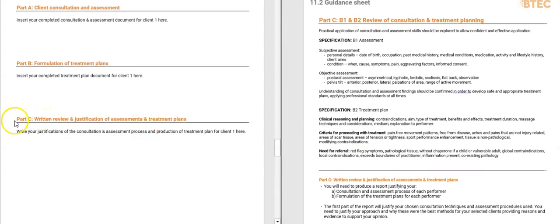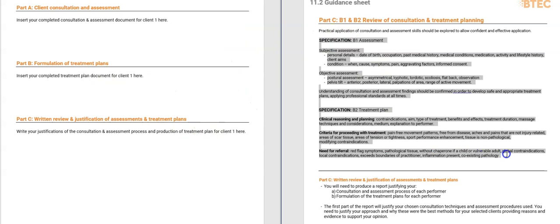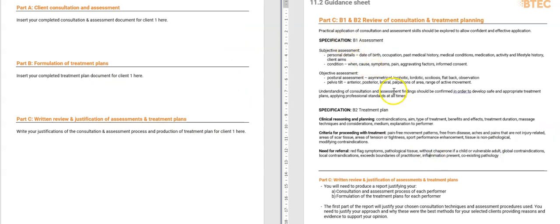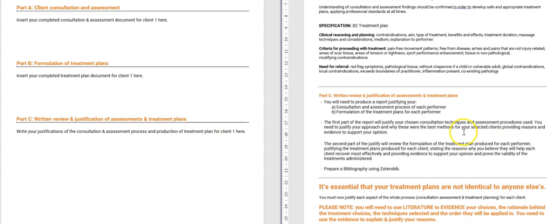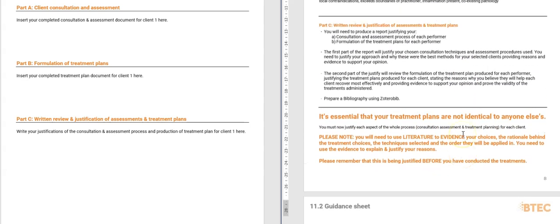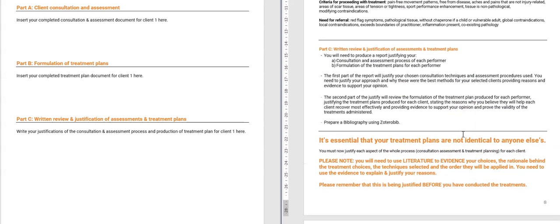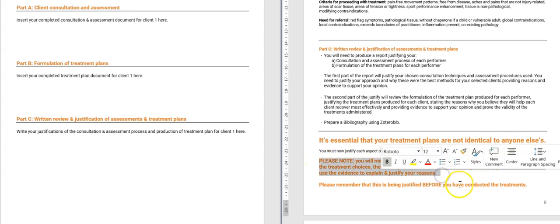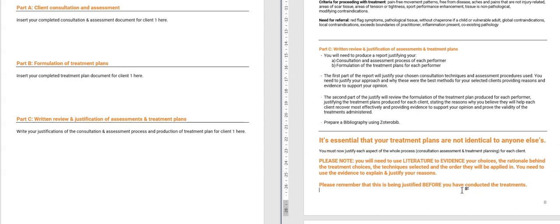Lastly then, part C. So the written review and justification of your consultation process and your treatment planning. Here again is the spec for those two things. The spec for the assessments, the spec for the treatment plan. You've got to justify what you did and why you did it. And strongly can I make the point that you need literature. So you need to find academic sources of information as to why you've done these things and why you treated them the way you did it.